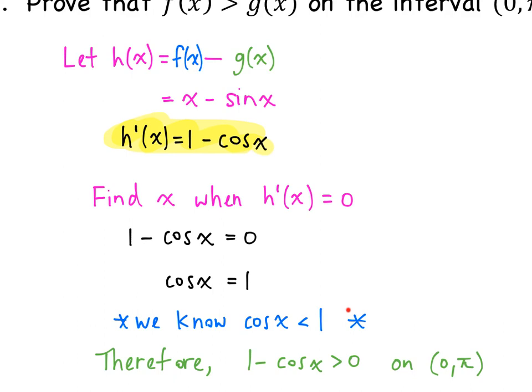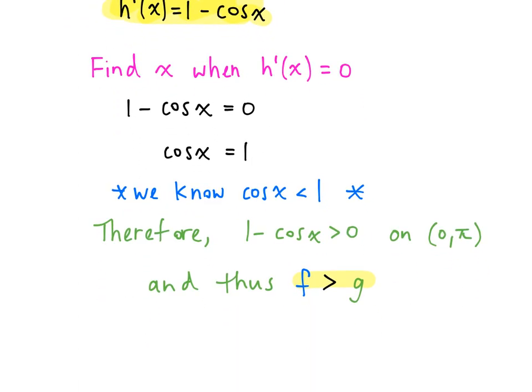Well, what do we know about cosine of x? We know cosine of x will always be less than 1, right? So we can go ahead and say, therefore, 1 minus cosine of x, which is h prime, will be greater than 0 on that interval from 0 to pi. Now notice it's this open interval from 0 to pi, okay? So since that's the case, we can then conclude that f will always be greater than g on that interval.